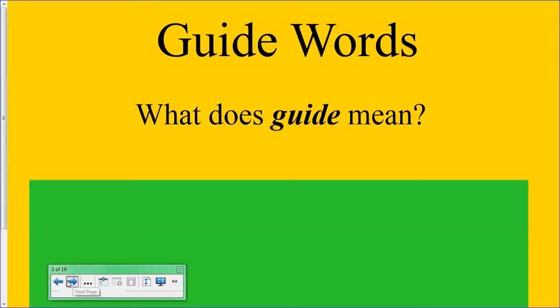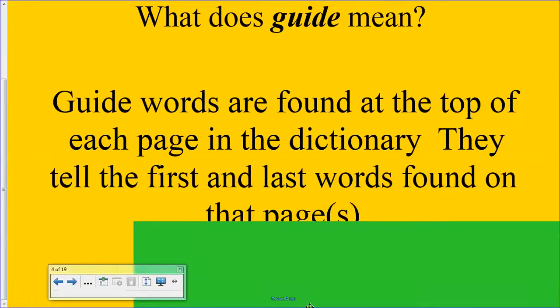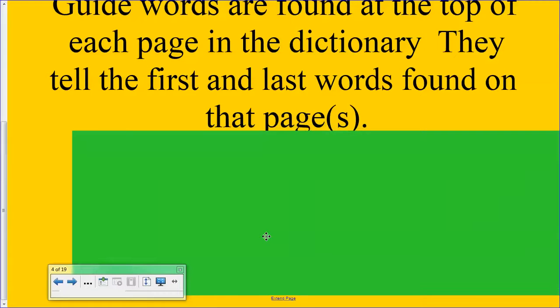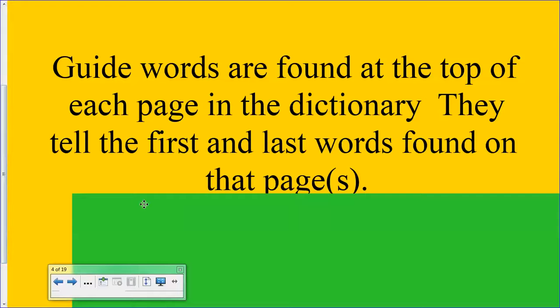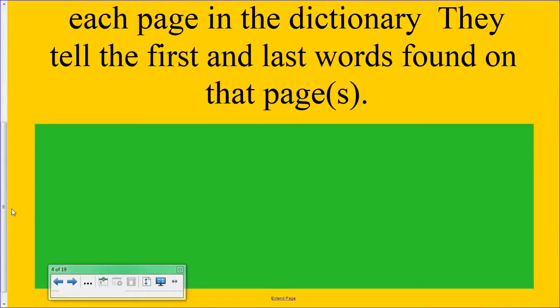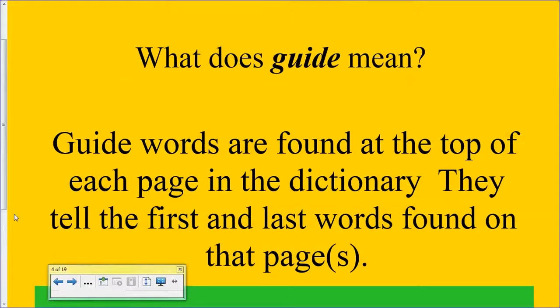So to talk about guide words, a guide word means the words that are found at the top of each page in the dictionary. So they tell the first and last words that are found on the page. Guide words help us because then we can know whether or not the word we are looking for is found on that page, or if it's found on a page either before or after if we need to keep flipping. We use guide words so that we can search through the dictionary faster instead of having to read every single word on the page.